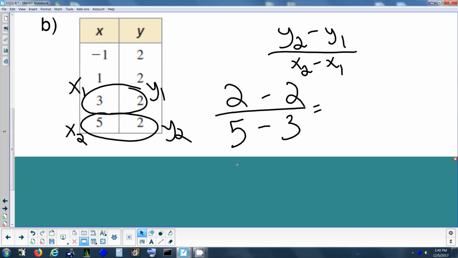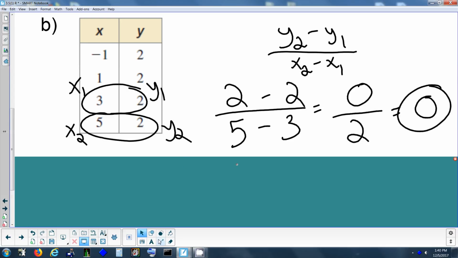All right, so 2 minus 2? 0. So it's just a 0 over 5 minus 3? 2. What's that going to simplify to? 0 divided by 2? 0. So the slope of that is 0. Guys, what kind of line is that? What's it going to look like? Horizontal. Good job. I almost just said vertical.